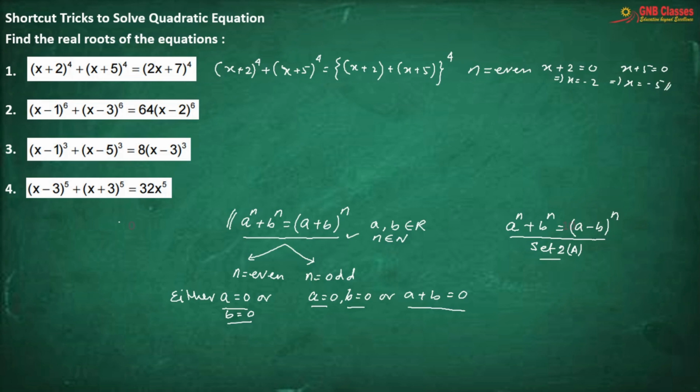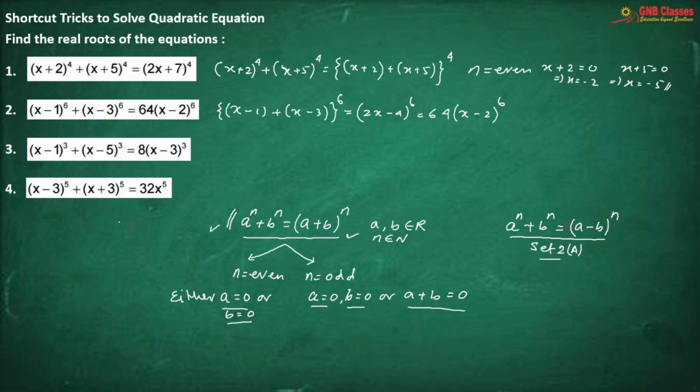See the second problem. The right hand side can be written as, look at it carefully, (x minus 1 plus x minus 3) whole to the power 6. Because if I open the brackets, we are going to get (2x minus 4) whole to the power 6. Now if I take 2 common, 2 to the power 6, that is 64, will come out. And inside we have (x minus 2) whole to the power 6, right? So this is again in the form of a to the power n plus b to the power n equals (a plus b) whole to the power n.